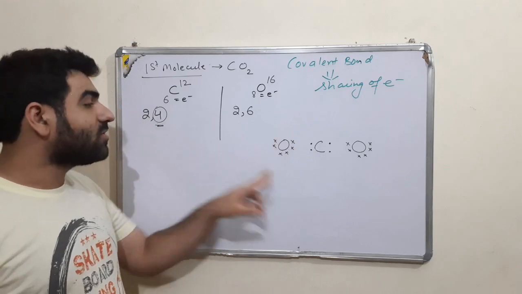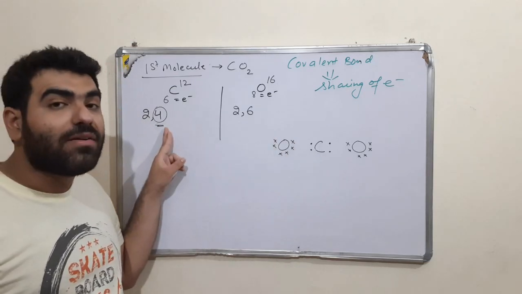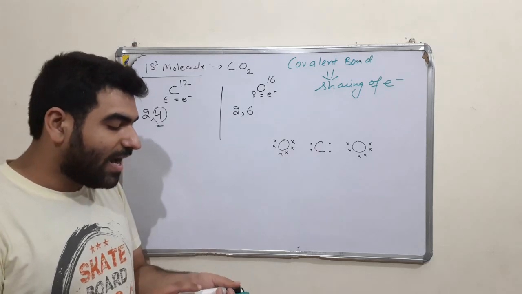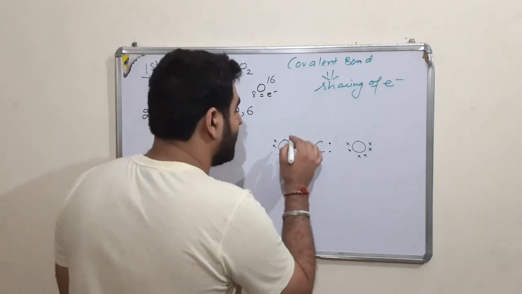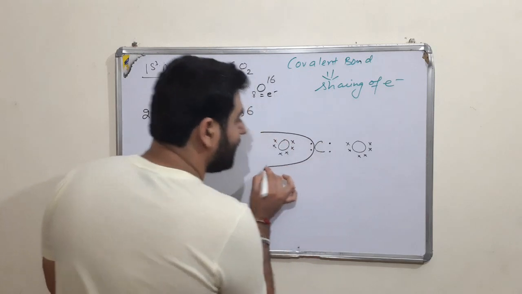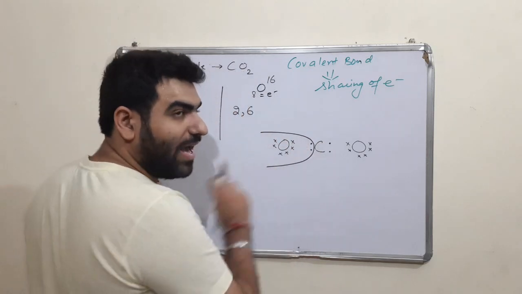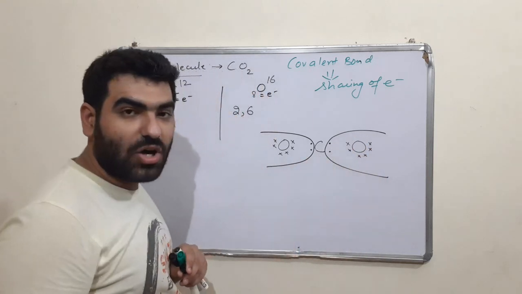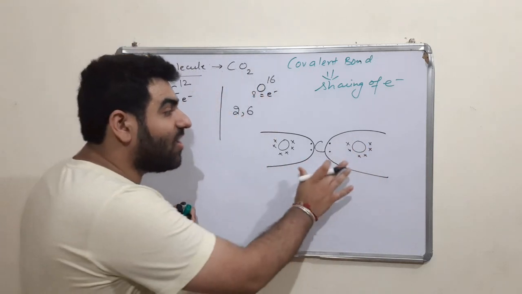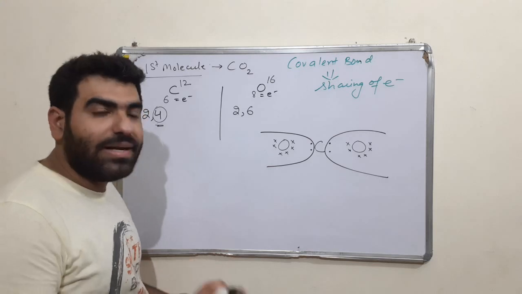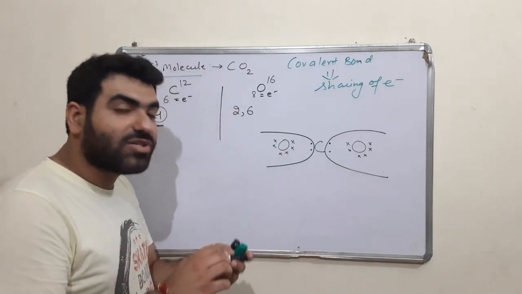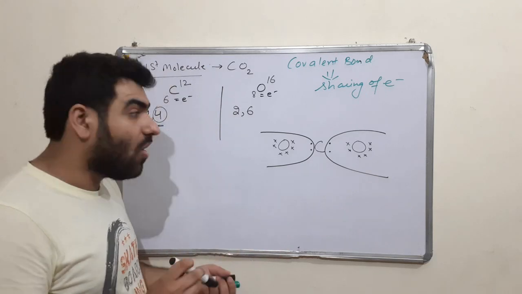How many electrons does carbon require? 4. It is getting 4 from 2 oxygens. So let us make this structure: this oxygen has 6 and 2, 8; again 6 and 2, 8. All right, so we can say that oxygen has completed its octet. This atom of oxygen as well as that atom of oxygen has completed their octet.